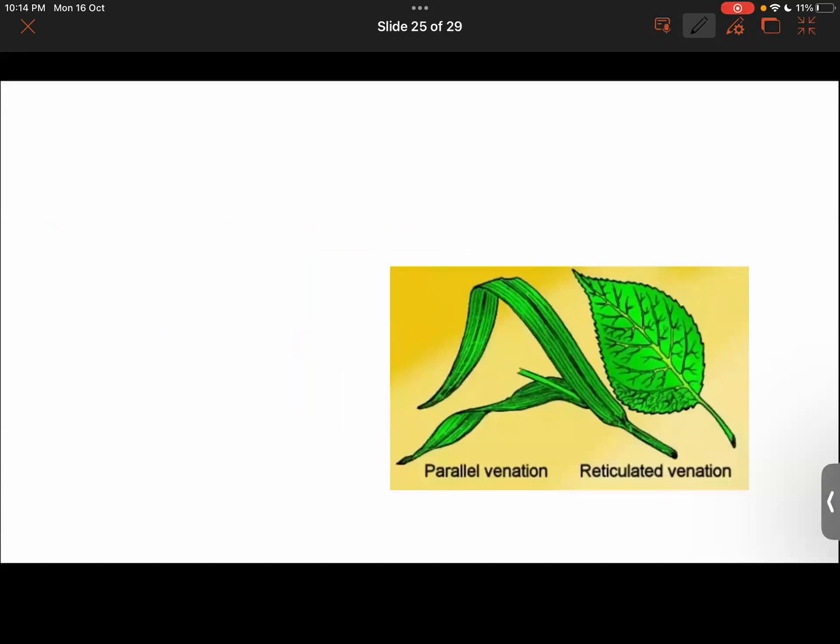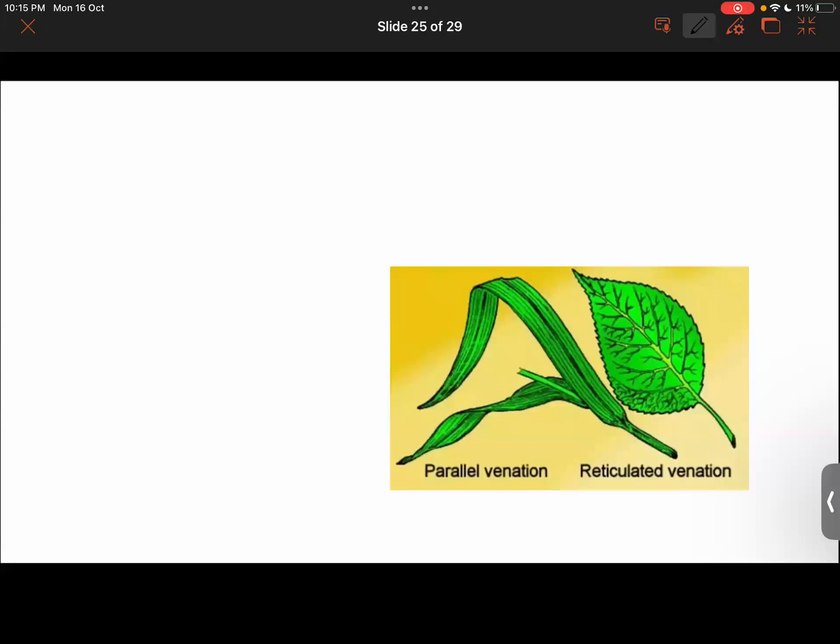So in the leaf, we see that there are veins present in the leaves also. Getting it now? Okay. So what are the two types? Can you define them? Reticulate and parallel venation. And what are some of the examples in which we can see such types of venation? Parallel and reticulate, both of them.